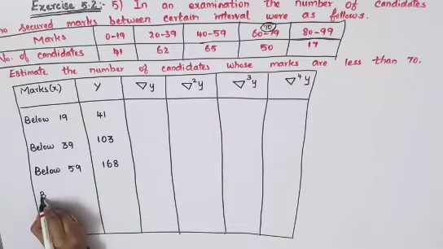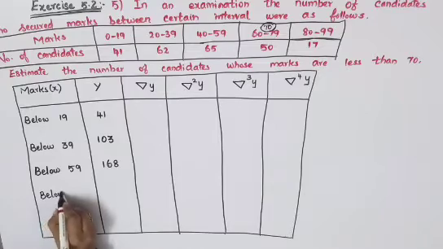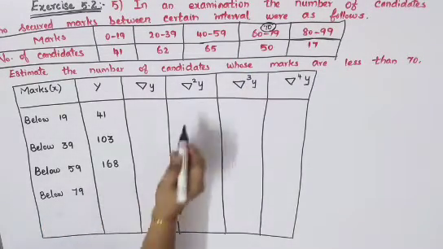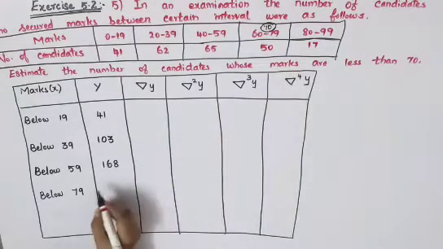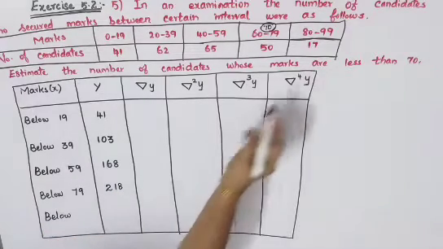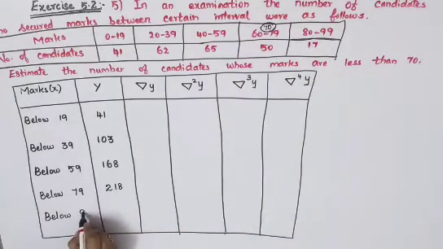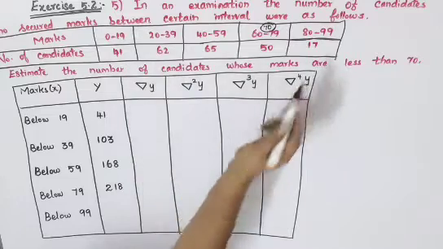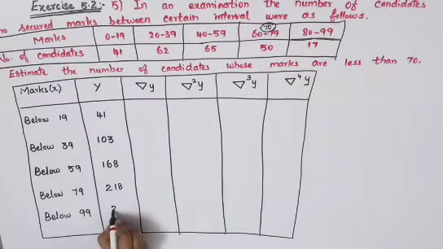Then the next is below 79. So below 79, add all these four values. You'll get your answer as 218. That is the last value. It is below the last number, 99. So the marks below 99 is all these values, all the five values you'll have to add. So you'll get your answer as 235.